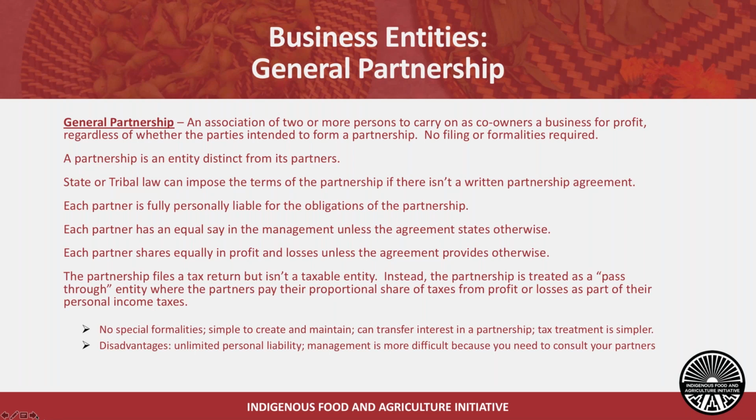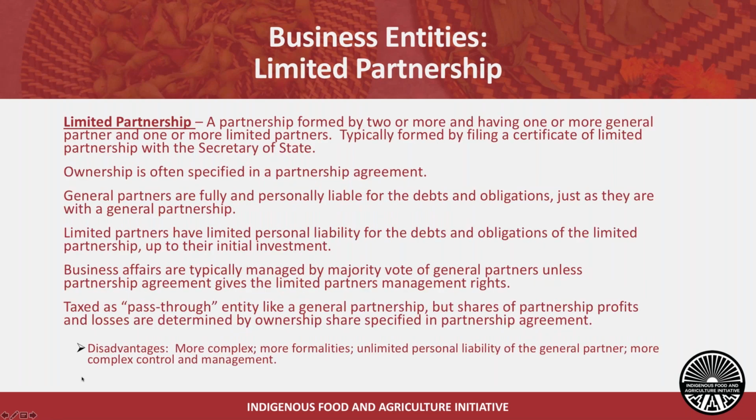The next entity that we'll cover is the limited partnership. Think of it this way: you have your general partnership, but this is another layer of a partnership where two or more people get together and form a partnership. But we have two or more general partners, or one or more general partners and one or more limited partners. So there's two classes of partnership here. A general partnership has just the general partners, but here you have kind of a tiered system. You have general partners and you have limited partners.